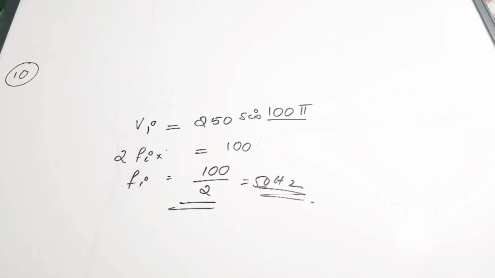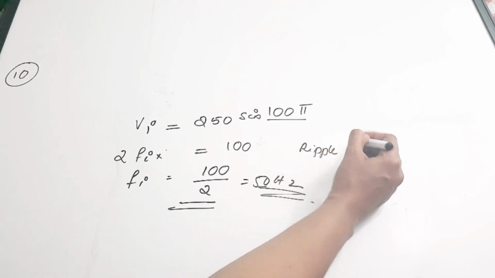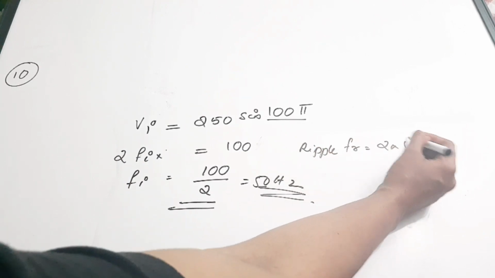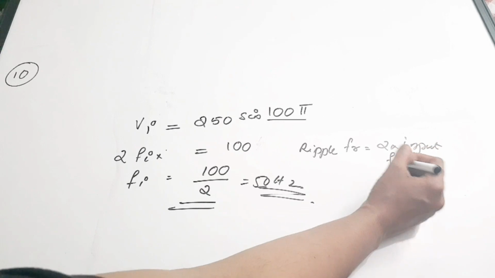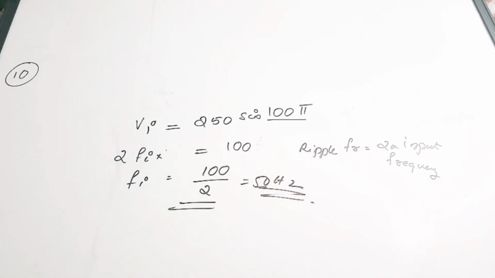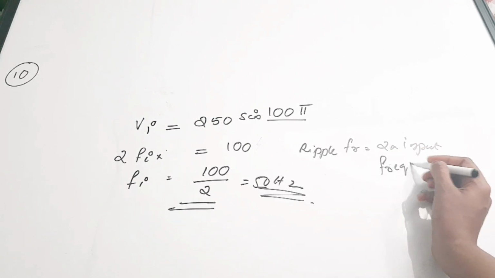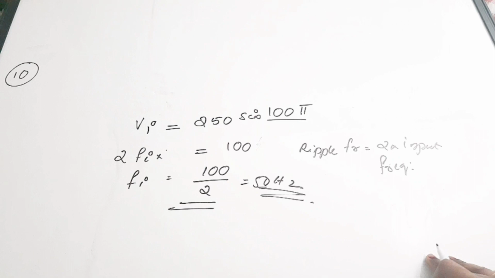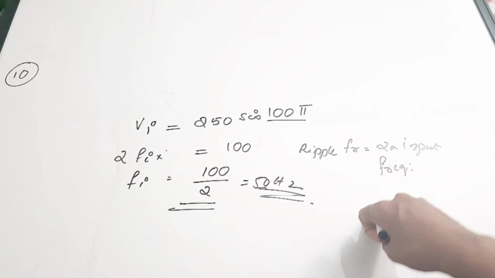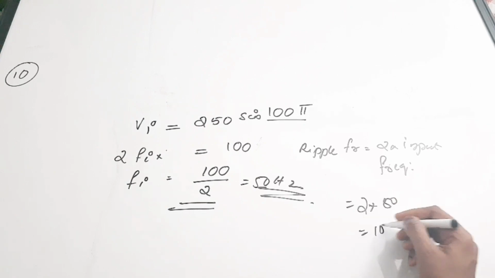So again, this question is connected to the full wave rectifier. So what will be the relation? Ripple frequency is equal to twice the input frequency. If it was a half wave, then it is the same. We have already discussed the relation between ripple frequency and input frequency for half wave and for full wave. Here the question is connected to the full wave. So it is 2 into 50, which is equal to 100 Hertz.